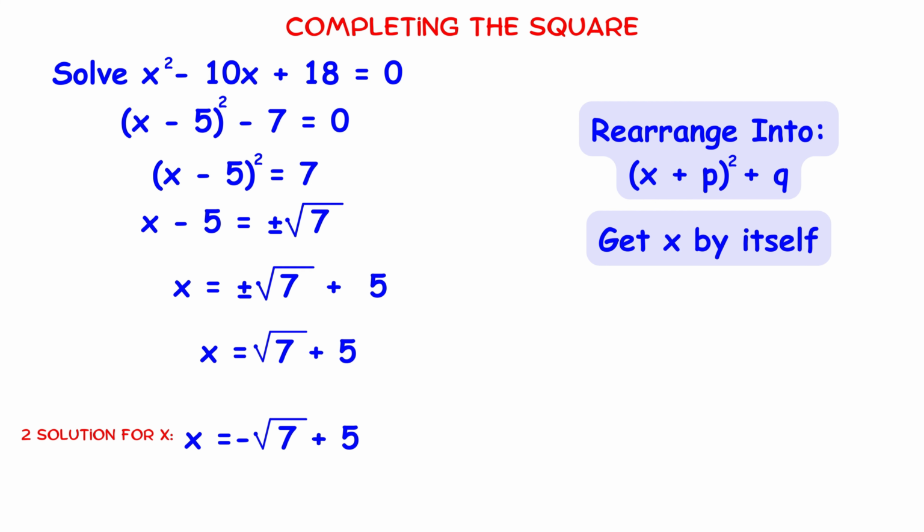Then we can square root both sides to get x - 5 = ±√7, because remember, whenever we square root a number, there are two possible solutions, a positive one and a negative one. And lastly, we need to add 5 to both sides to get x = ±√7 + 5. So really we have two solutions for x, either x = +√7 + 5 or x = -√7 + 5. And if they ask for the answer to a certain number of decimal places or significant figures, then you can just plug each of these into your calculator.